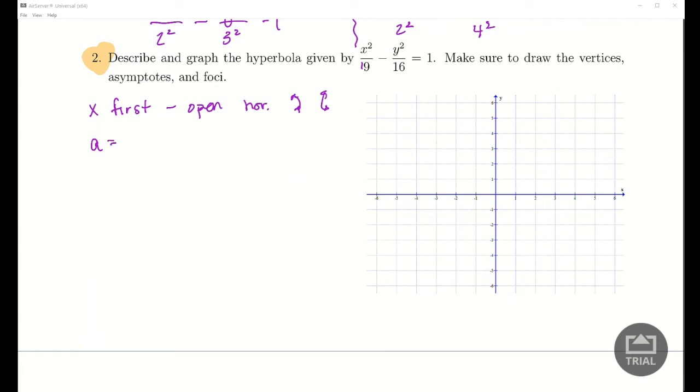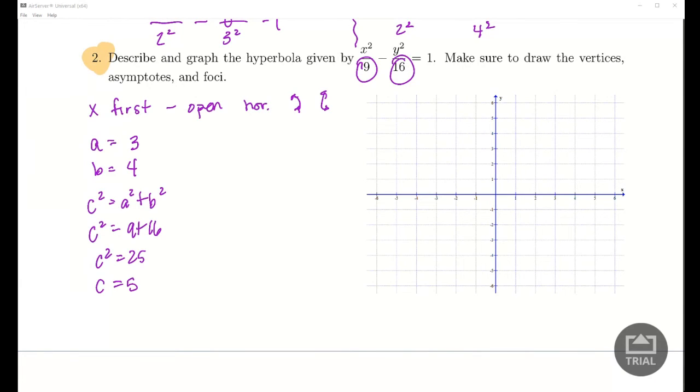A is the square root of the thing under the x, so A is 3. B is 4, that's the square root of the thing under y. And then C squared is going to be A squared plus B squared. 9 and 16, which is 25, so C is 5. All right, so doing this from scratch, we should talk about the center here. Just like with the ellipses, because there's nothing with x or y, the center here is 0, 0.